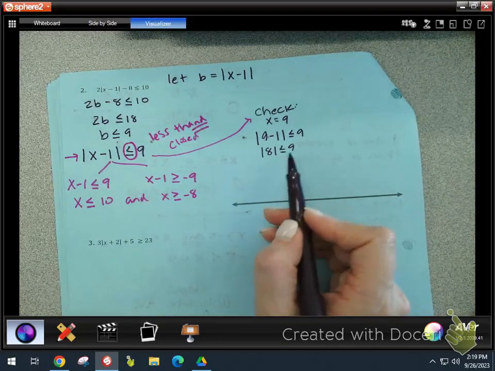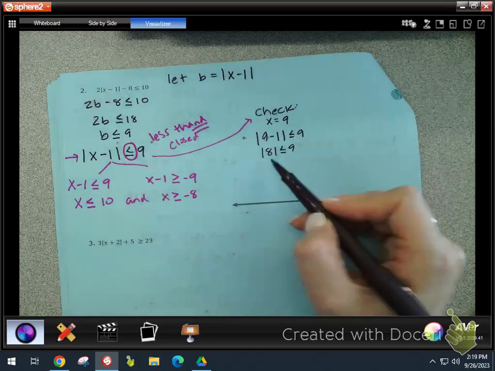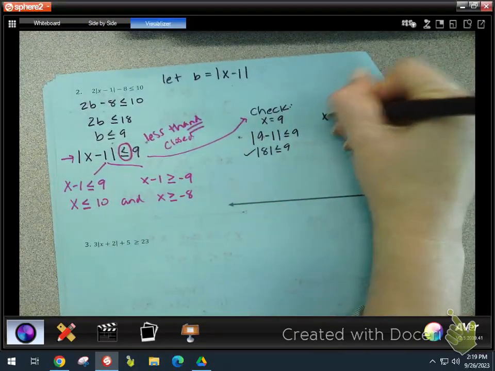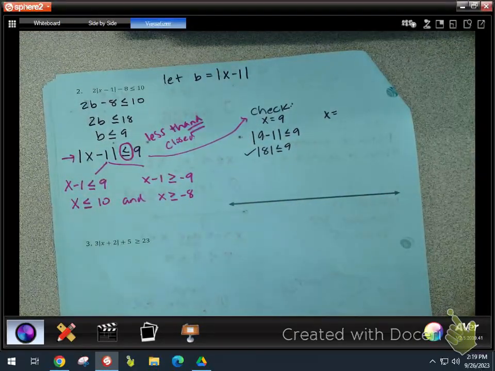True or false? This is true. So this one is going to work. So we have a check there. On the other one, greater than or equal to negative 8.